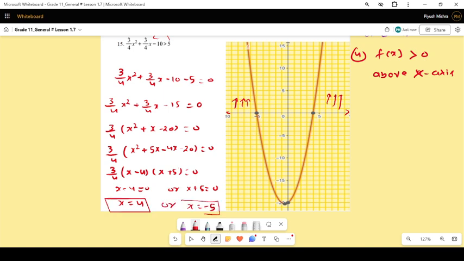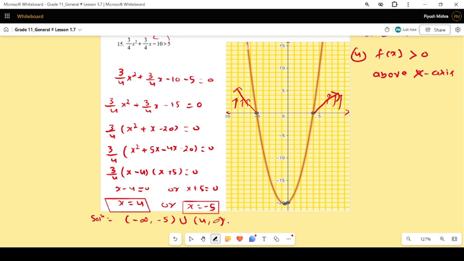So I have to check anything which is above. From here, if I go this side it will be above, and from here if I go this side it will be above. It means from minus infinity to minus 5, because I have to take the value of x only. So I can write what the solution will be. The solution will be: minus infinity to minus 5, and then union of 4 to infinity.